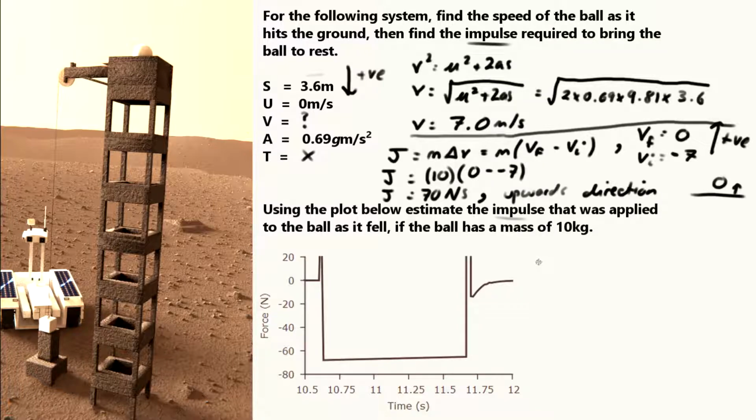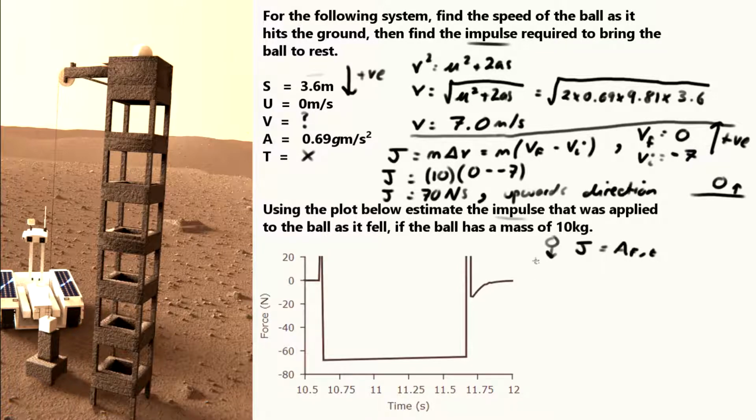Let's move on to our next question. We're now going to try and calculate the impulse required to speed up the ball from its initial position at the top of the apparatus as it free falls down to the floor. How do we do this? Well, we know that the impulse J is going to be equal to the area of an F-t graph, which conveniently we have here.